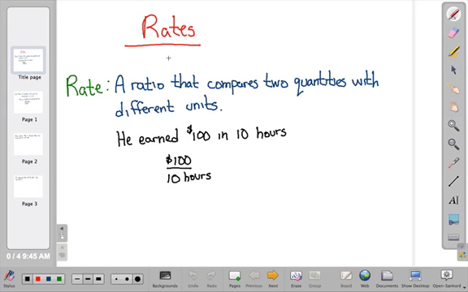In this video, we're going to talk about rates. A rate is a ratio that compares two quantities which have different units. So it's a little different than a ratio. It gets more specific, in that the two quantities being compared have different units.